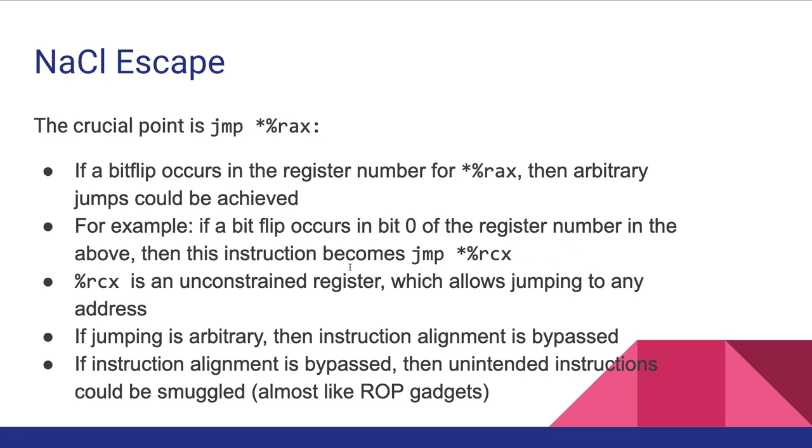And this is significant because RCX is an unconstrained register, which means that you can jump arbitrarily across the memory space if this happens. And if you're able to jump to arbitrary spaces, then that means you can bypass instruction alignment. And if you can bypass instruction alignment, then you can start smuggling unintended instructions, almost like return-oriented programming gadgets.